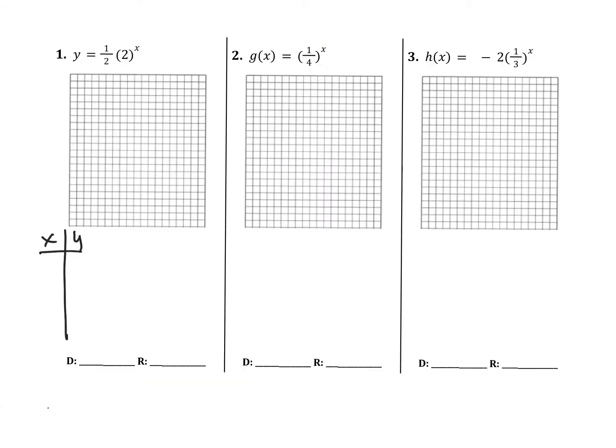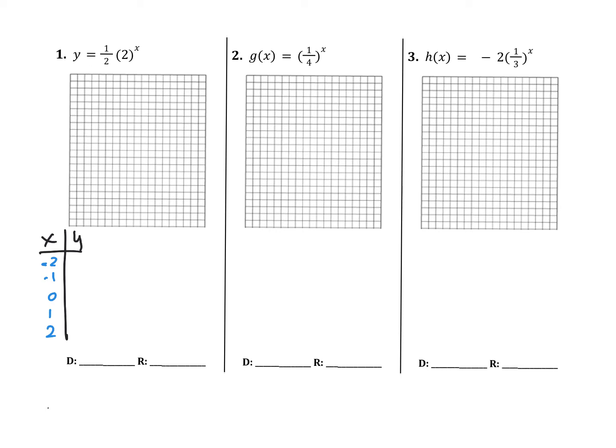I'm creating an xy table for the exponential function y equals 1/2 times 2 to the x. And remember, just like with a geometric sequence, we can't multiply these. That violates the order of operations. So I made my table. I'm going to pick the same 5 x values that I picked last time: -2, -1, 0, 1, and 2. And then I'm going to do the work for each of those values.